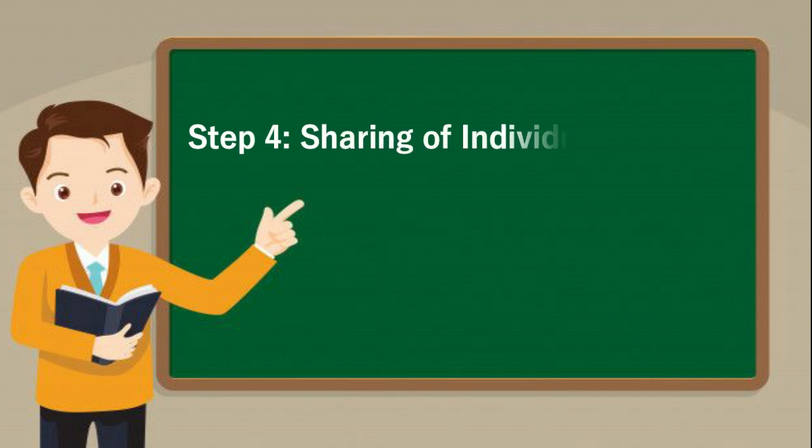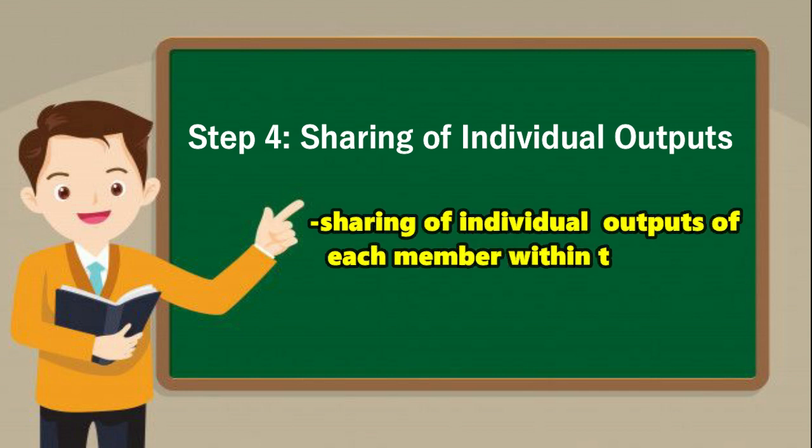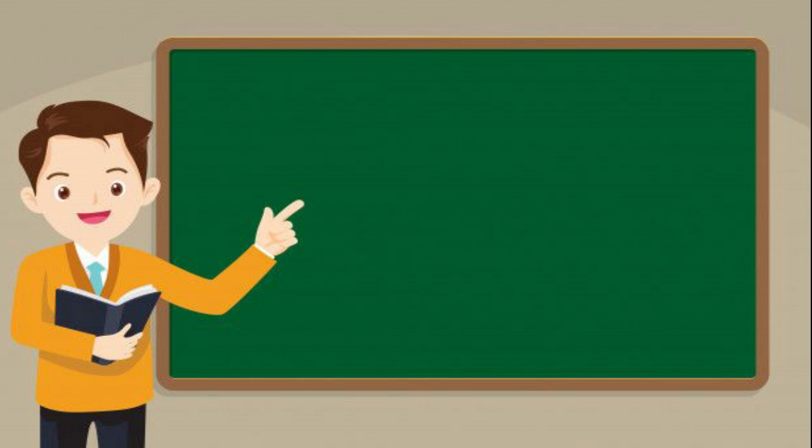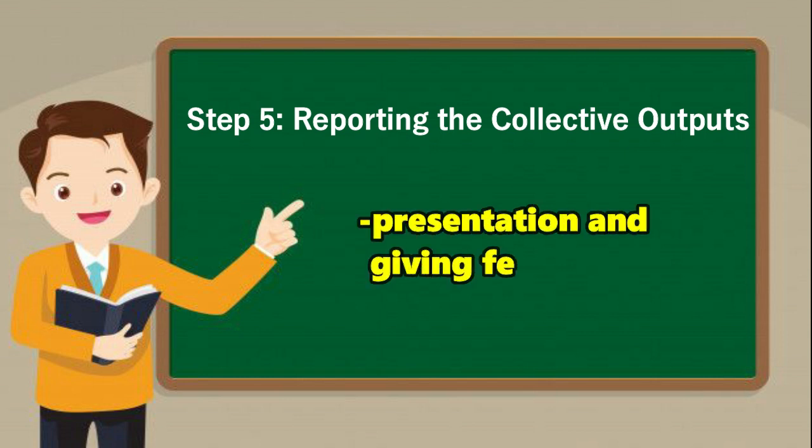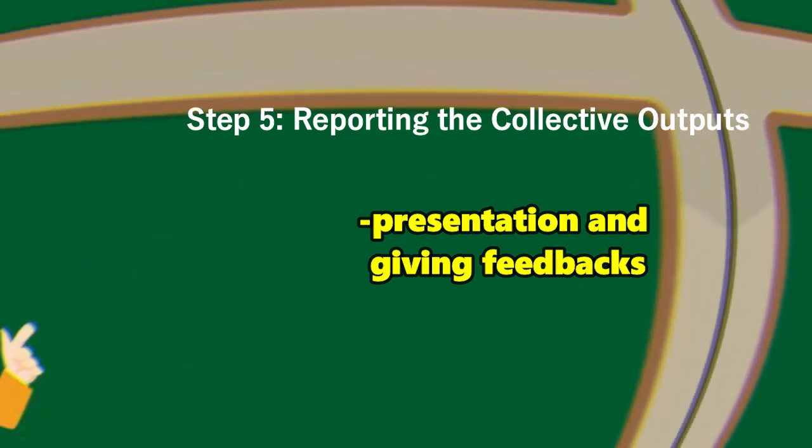Next is step 4, sharing of individual outputs. It is the proper sharing of individual members within the team. It allows each member the opportunity to discuss their outputs. It is to be facilitated by the reporter of the team, to be consolidated for the formal reporting to the whole class. Lastly, step 5, reporting the collective outputs, is to provide students with feedback about their participation in the circle process. You can use rubrics as basis for scoring and feedbacking. Feedback on the team output highlights individual and group attributes.